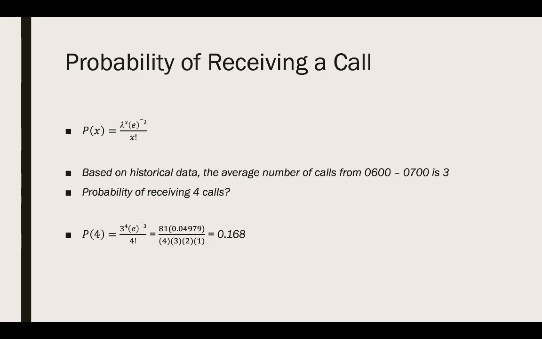Lambda up there in the numerator is our average number of calls from the area that we're analyzing, raised to the power of 4 calls. Are we going to receive 4 calls? Then we have the exponential of a negative lambda. If you're just working on your calculator, you just hit the exponential button, all divided in the denominator by the factorial of x, of those 4 calls.